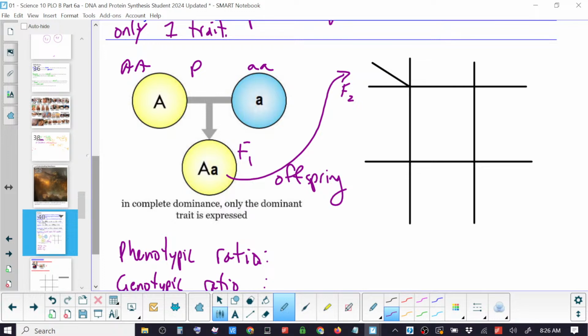Zoe, question. Yes. Why is the P there? Like AAPAA? Oh, parent generation. Oh. Yeah. And then their offspring was the F1. Yep, Timmy. Question. What does phenotype mean? Earlier up on the page.